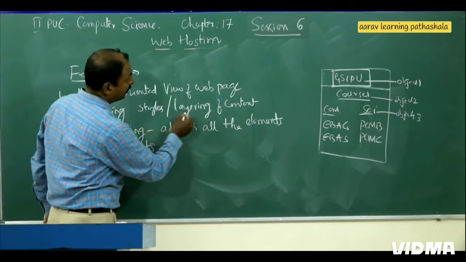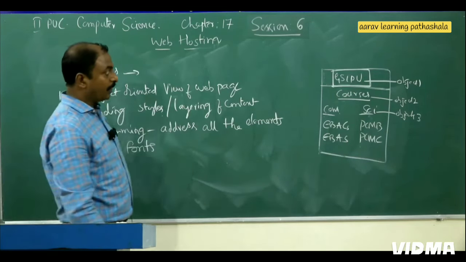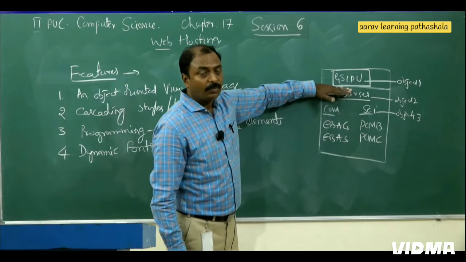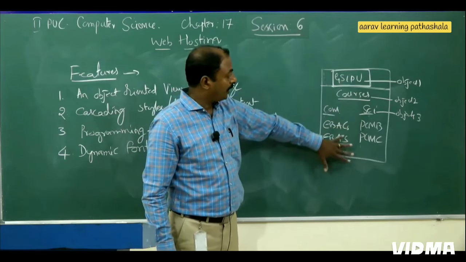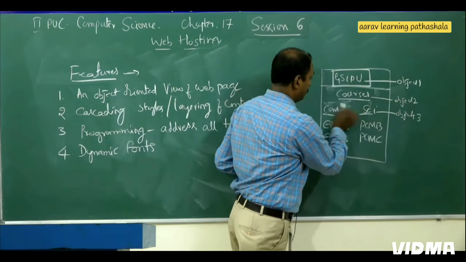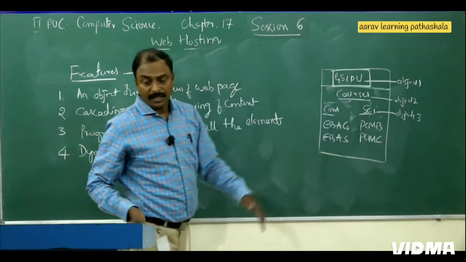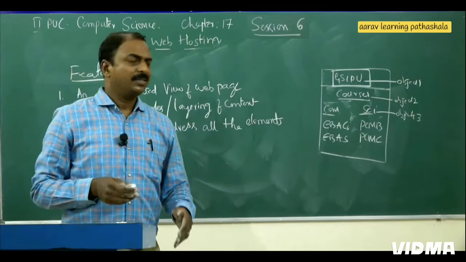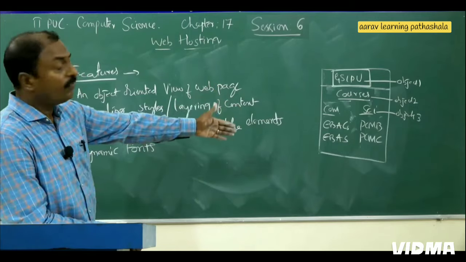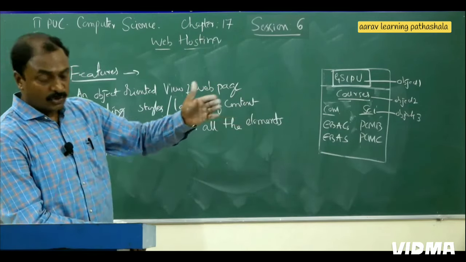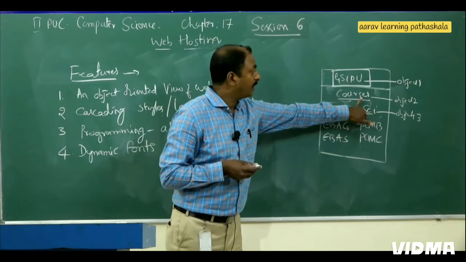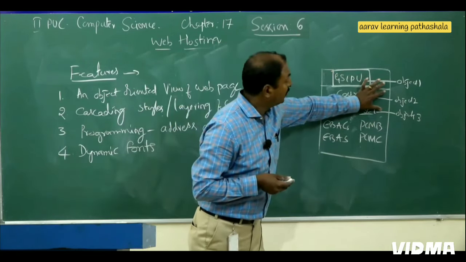Next one is called cascading styles or layering of content. What is the meaning of layering of content? Suppose you have a website here. Generally we talk about this as one layer. Suppose you have a background for this website, and I want a background with a different color. That is one more layer. This is the meaning of layering of content. Suppose this is the courses section, and I want a different background for it, that can be done.